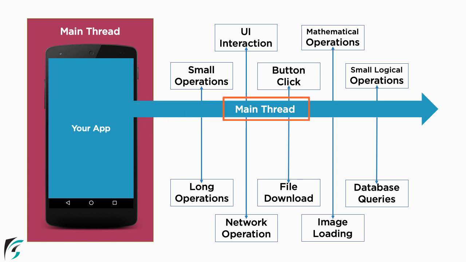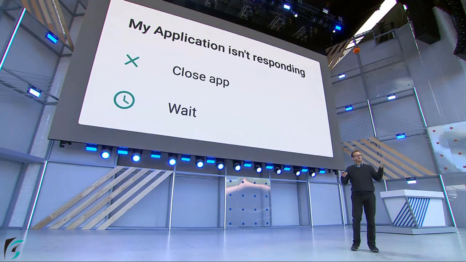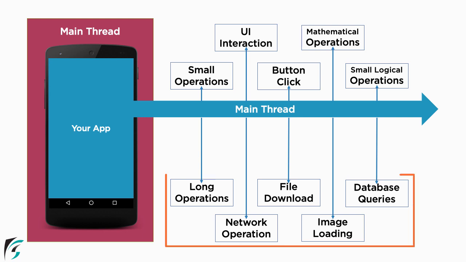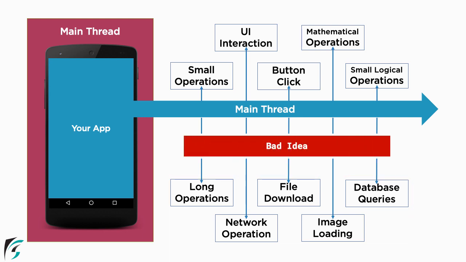And in case your main thread remains blocked for a longer time, such as 5 seconds or something, then eventually your application will shut down with a crash message. And I am sure while using any application, you must have experienced such things where your phone becomes slow and your application crashes, right? So, running such heavy operations on the main thread is indeed a bad idea.